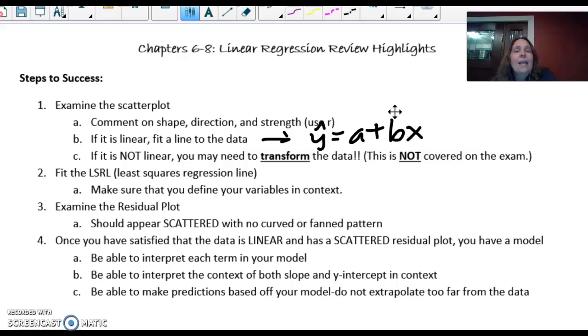When you are looking at a scatter plot, you want it to be relatively linear. When you want to examine the residual plot, however, it should appear scattered with no curved or fanned pattern. So you're going to want to address both.